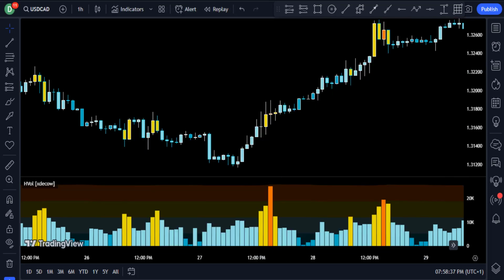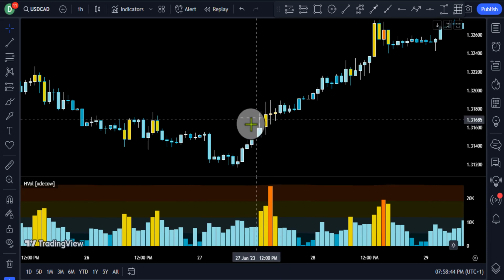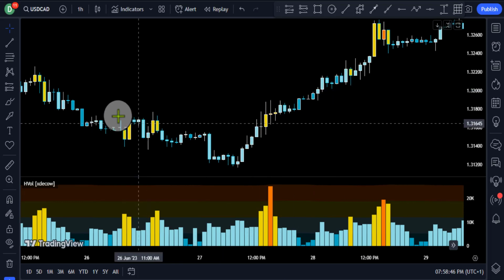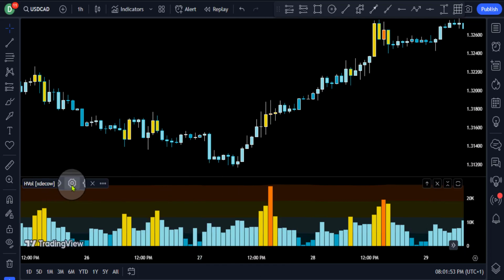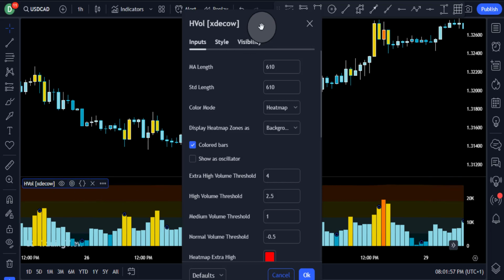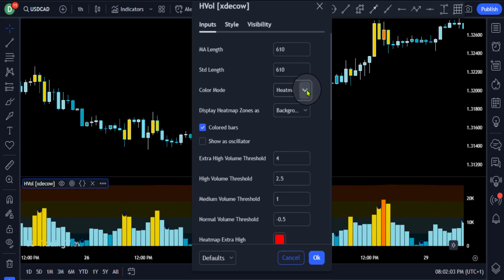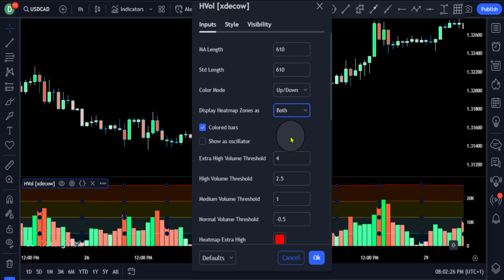Now, when you look at this indicator, you will notice that the Heatmap indicator modifies the bar or candle colors in accordance with the market's volume threshold, using the same colors that are displayed on the volume histogram. Now, you are going to click on this gear icon to access the setting of the indicator. Here in the input section, first, you are going to change this color mode from Heatmap to up and down, then this Heatmap zone from background to both.